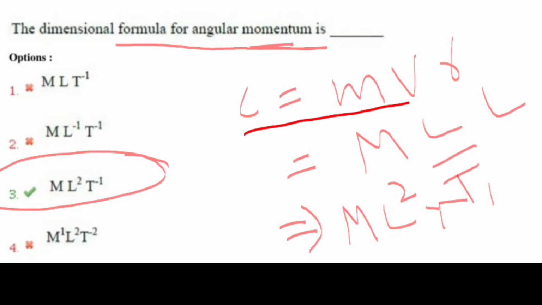Angular momentum equals mass into velocity into radius. So the dimensional formula is M L square T power minus 1.